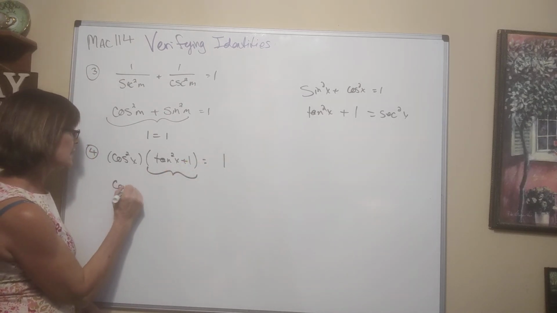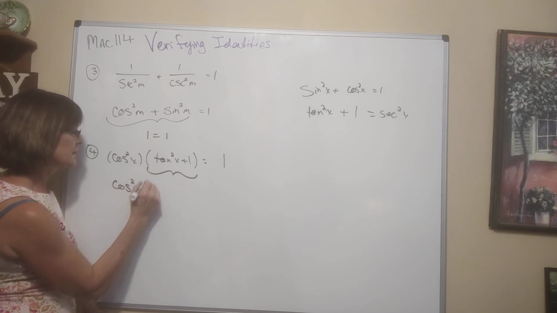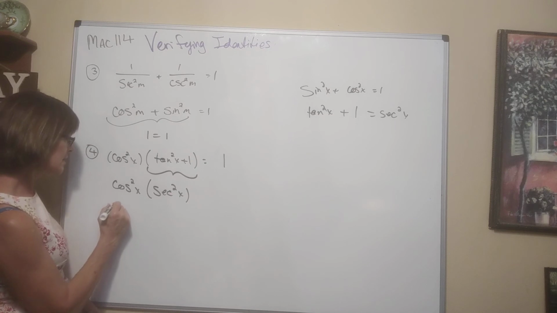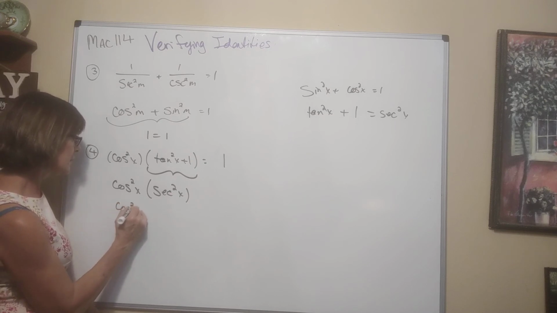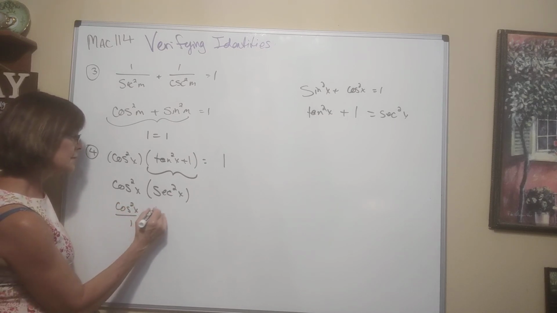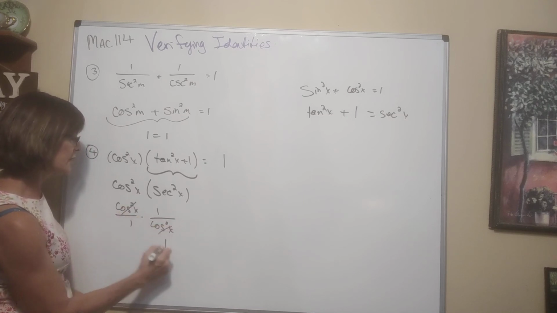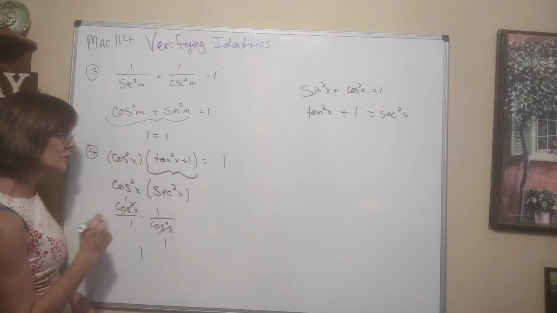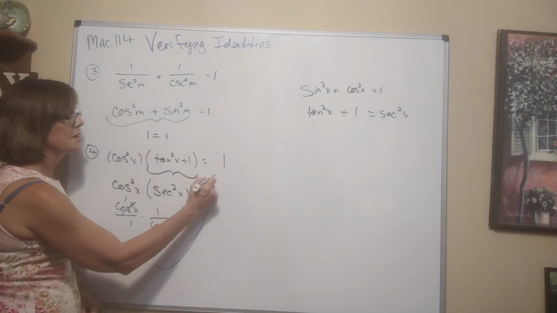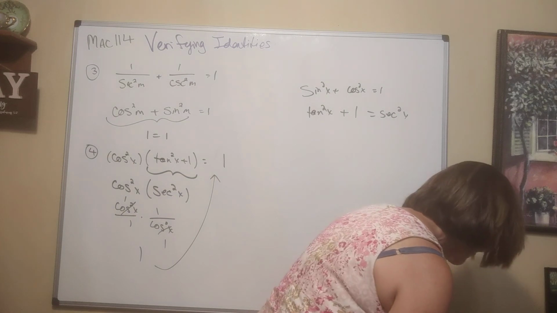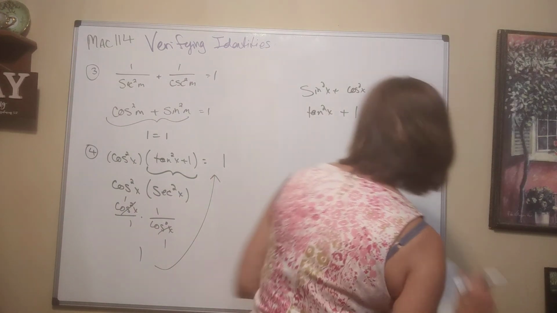So this is cosine squared of x times secant squared of x. Okay, this is cosine squared of x over 1 times 1 over cosine squared of x. And so these can divide into each other, and we just get 1 times 1 is 1. And so then that one's verified. So that tells me I got a little typo on my page. I gotta fix it. All right, number 4 goes like this.